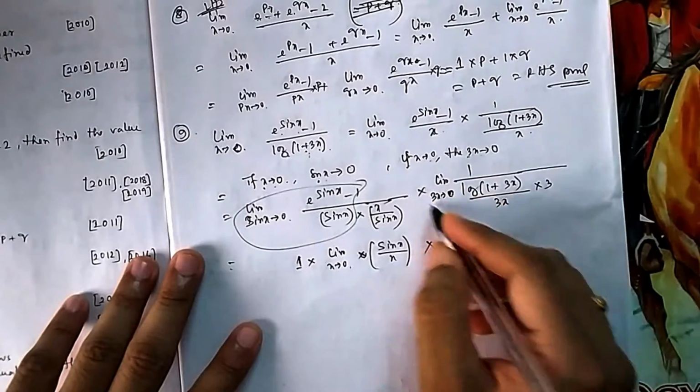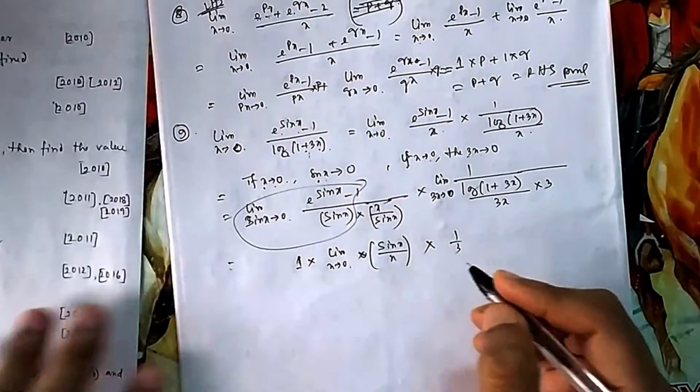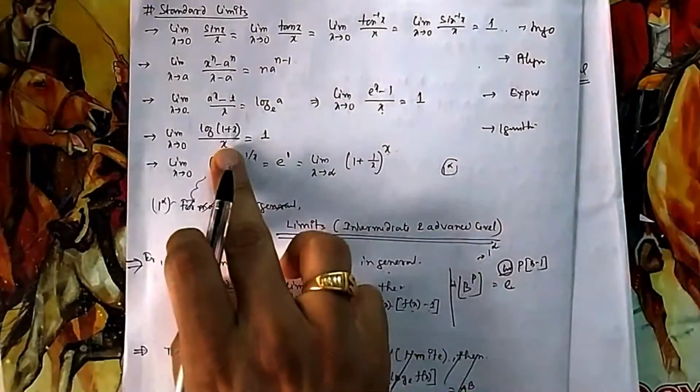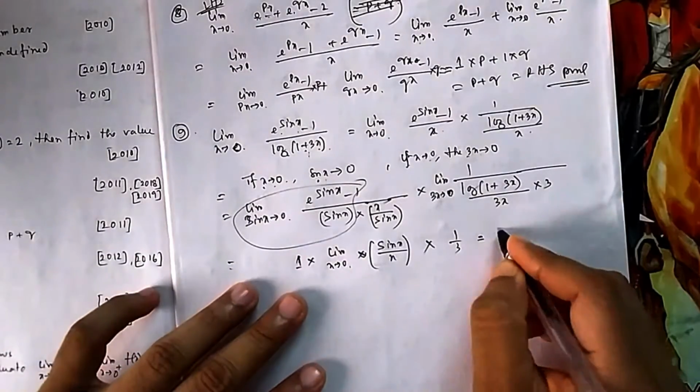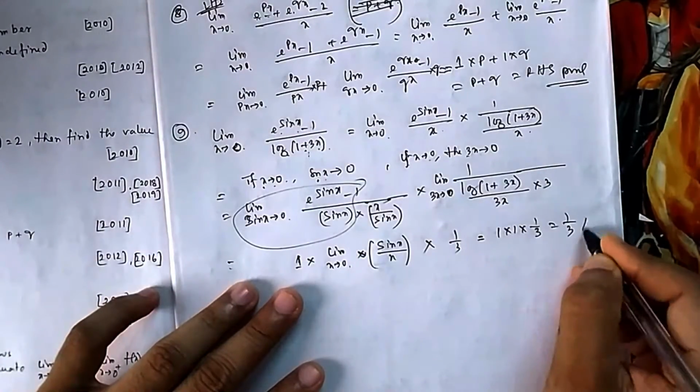And this one is also 1. So it is 1 by 3. This formula, log(1 + x) by x, so this is also 1 now. So 1 into 1 into 1 by 3. So this is your answer.